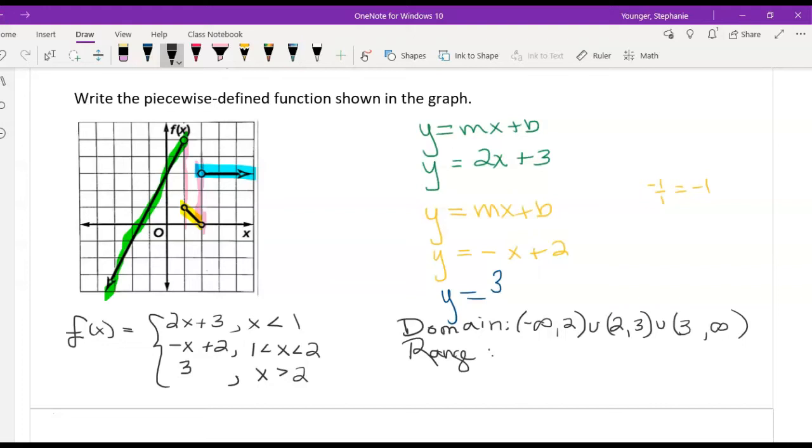Now our range is a little different as well. Notice it is ever decreasing into that negative y value. However, when we look, what is the highest y value represented here? It's 5, and we can't touch it. So it's negative infinity to 5.